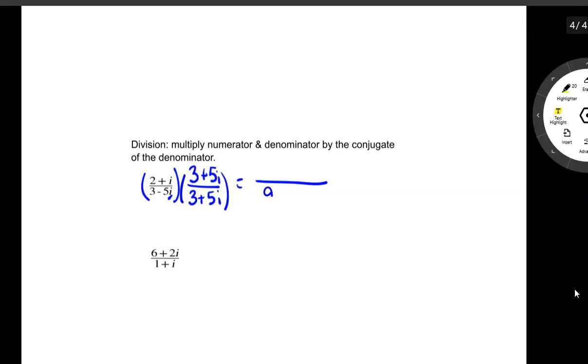In the bottom, we're multiplying conjugates. So first times first is 9. We can skip the outside and the inside because they are conjugates, and we know those are going to cancel out. We get negative 5 times positive 5i, which is negative 25i squared. In the numerator, 2 times 3, outside is positive 10i, inside is 3i, and then last times last. Okay, now we need to simplify. First, I want to get rid of my i squareds. i squared is negative 1, so that makes that a negative 5, and it makes this a positive 25.